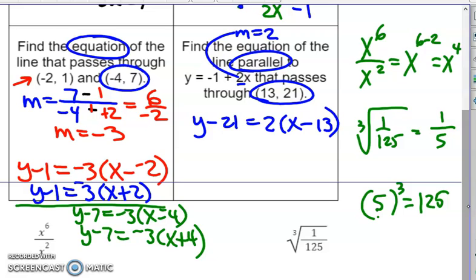So as we approach the Chapter 2 test, please keep in mind that we are emphasizing here slope, writing equations in point-slope form, looking at parallel lines or perpendicular lines, lots of problems involving exponents. So keep that in mind as you are preparing for your Chapter 2 test.